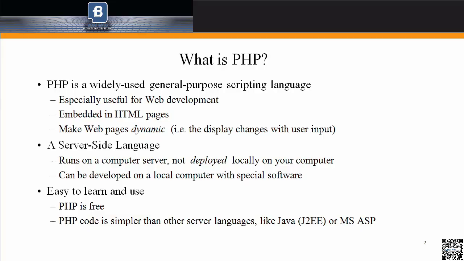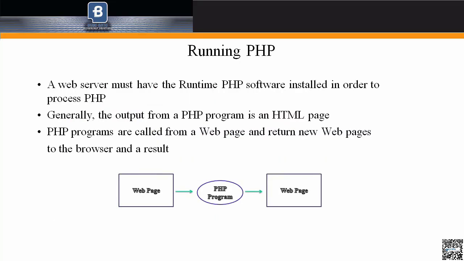Now, you run PHP on a web server, and there's special software, a runtime PHP software, that has to be installed on that server, otherwise PHP will not be processed. PHP, as you're going to find out, is just code that can be inside of an HTML page, and may or may not do something that we want to change. Now, generally, the output from a PHP program itself is another HTML page, and you'll see how that works. PHP programs are called from one web page and return brand new web pages to the browser as a result.